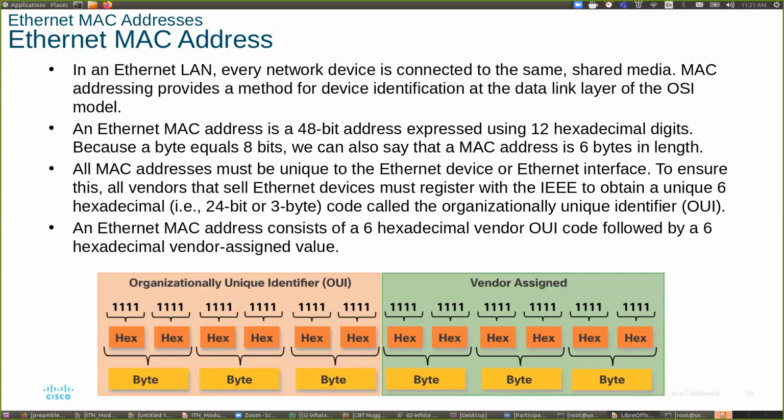Furthermore, MAC addresses, like I told you, are 48 bits. And that 48 bits is divided into two. One half is 24 bits, and the other half is another 24 bits. The first 24 bits is called the organizationally unique identifier. You can see it here. The first 24 bits is called the organizationally unique identifier. The second or the last 24 bits is called the vendor assigned.